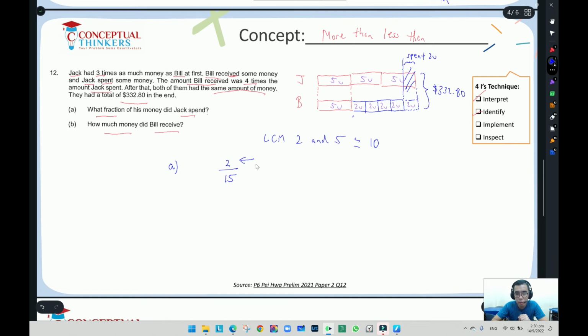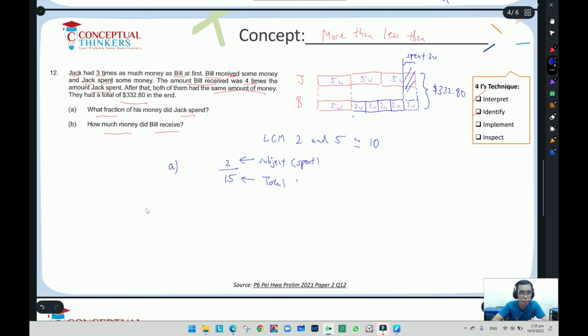In a fraction, the top part represents the subject of the sentence. The denominator represents the total. So if you look at the question, they say span, right? So span will be the subject in this case. So I know there are 2 units. Now the total is what Jack has in total, which is 15 here.